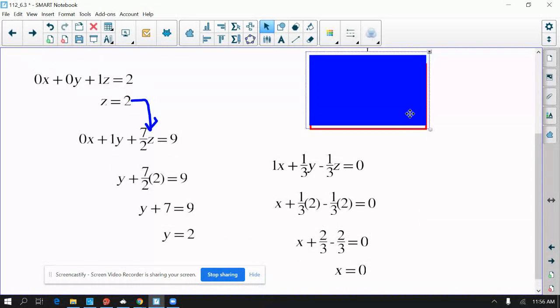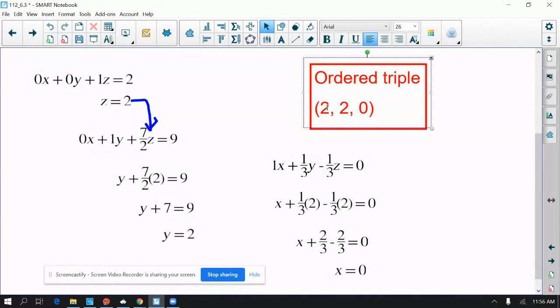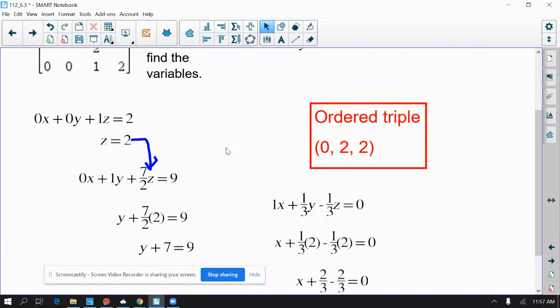It's an ordered triple. And I knew I made that mistake there. I didn't put it in order. X comes first, then Y, then Z, just like the alphabet. X was 0, Y is 2, Z is 2. That is the ordered triple.